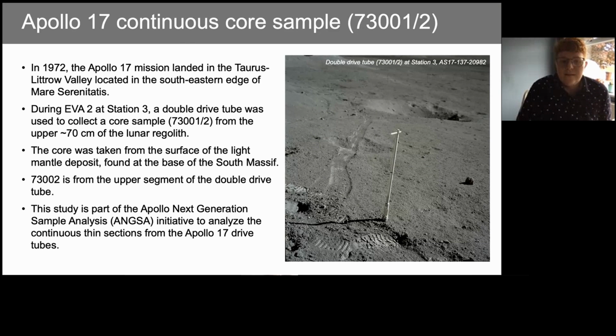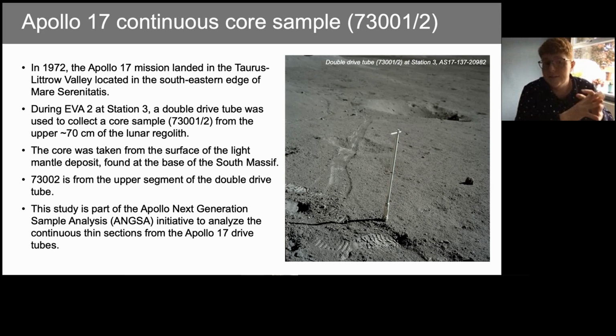So for background then, I know Fran already gave a great talk on 73001 this morning. It was collected as part of the Apollo 17 mission at a double drive tube at Station 3, collecting about 70 centimetres of the upper lunar regolith from an area of the light mantle deposit at the base of the South Massif. So we're looking at 73002, which is the uppermost segment of the double drive tube.